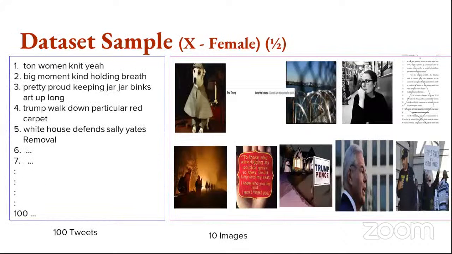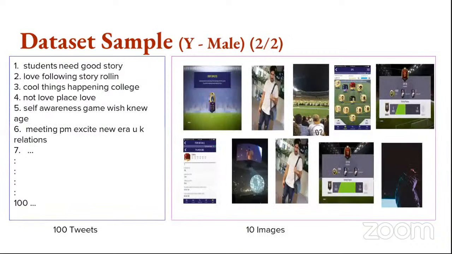These are some samples. For the female, these are the samples and these are the images. Two big women, kind, holding breath, pretty, proud, keeping jar blinks, art up long. So these are some instances which are written by females. These are some instances written by males, and these are the corresponding images associated with the tweets written by males. Students need good story, laugh following story rolling, cool things happening college. So these are some tweets written by male users.